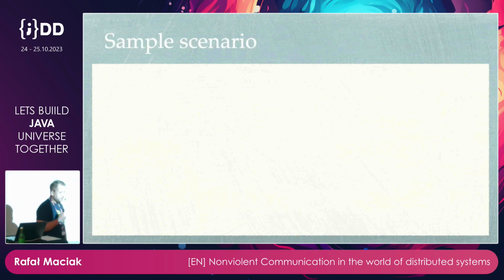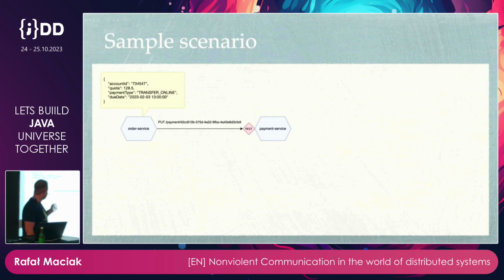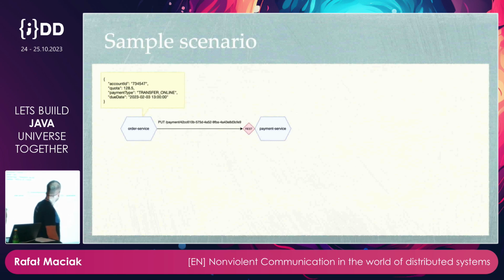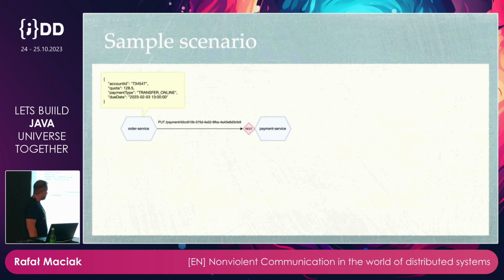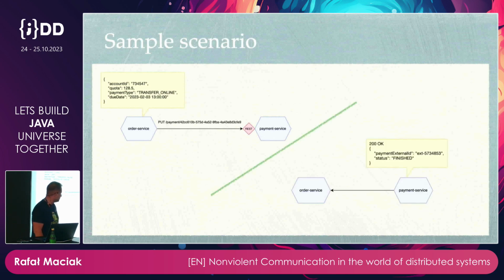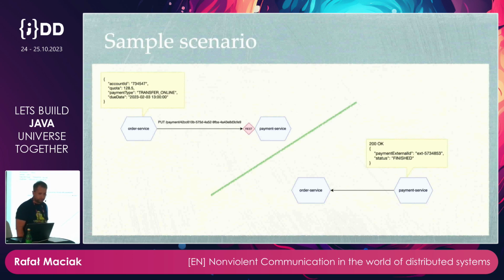Let's see a specific example. Imagine we are working in the e-commerce business, and we are developing the feature of order creation that should be automatically paid. Microservice architecture, so we have two microservices: Order service, which is responsible for order creation, and Payment service, which handles payment processing. The second one will expose a REST API, which allows initiating the payment. As we can see, this is an HTTP PUT with path /payment/UUID, and in the body there are 4 fields: account ID, quota, payment type, and due date. In a happy path scenario, this API should return 200 OK and 2 fields in the body.